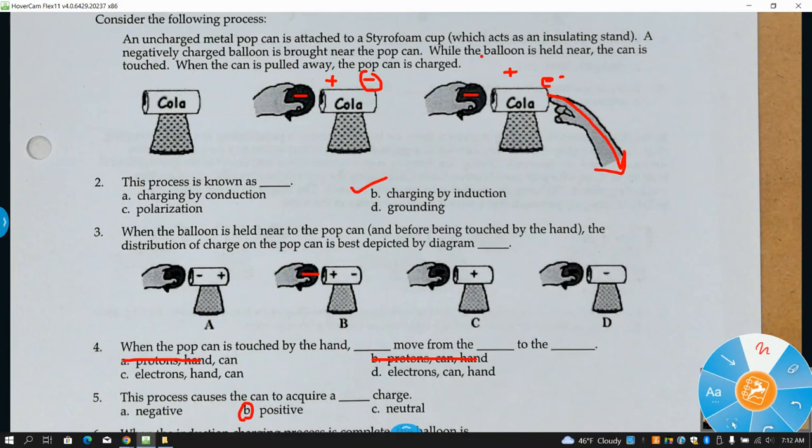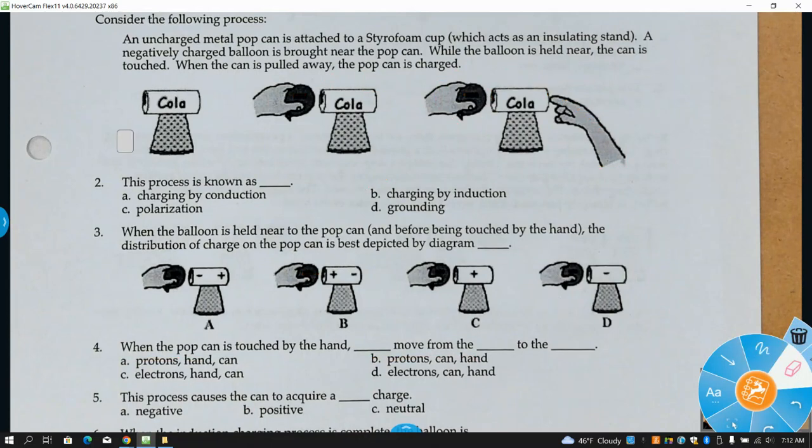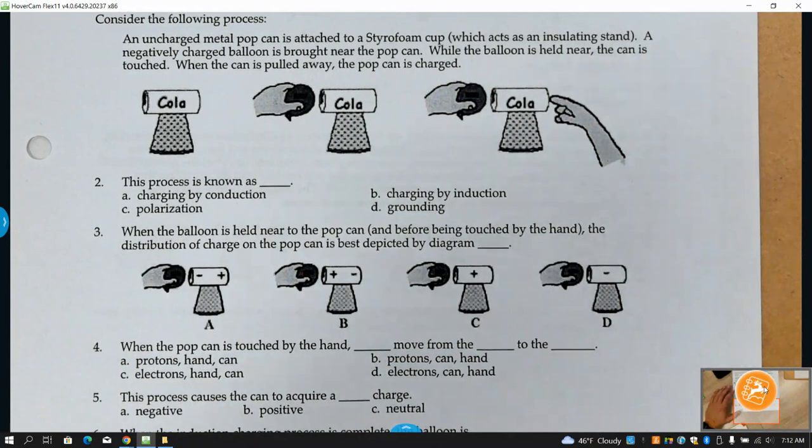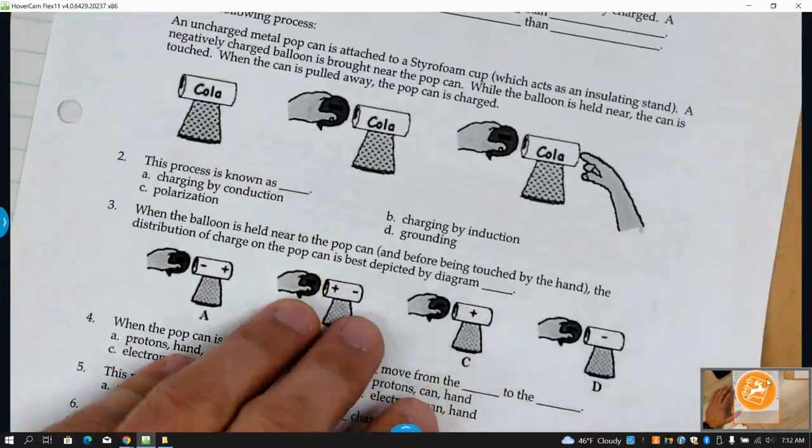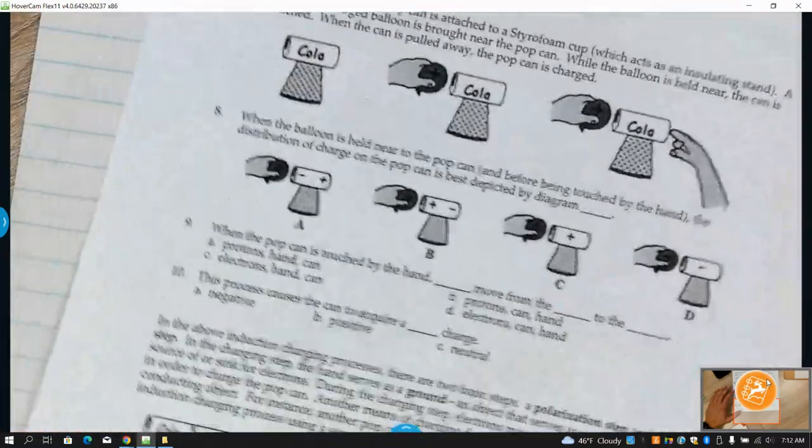Charging by induction, the object is going to get the opposite charge of the charged object we put near. So if we brought a negative here, and do this little method with touching the ground, it's going to wind up receiving a positive charge, and then if it was a positively charged balloon, it would wind up being negative, which is kind of what's going on in the back.